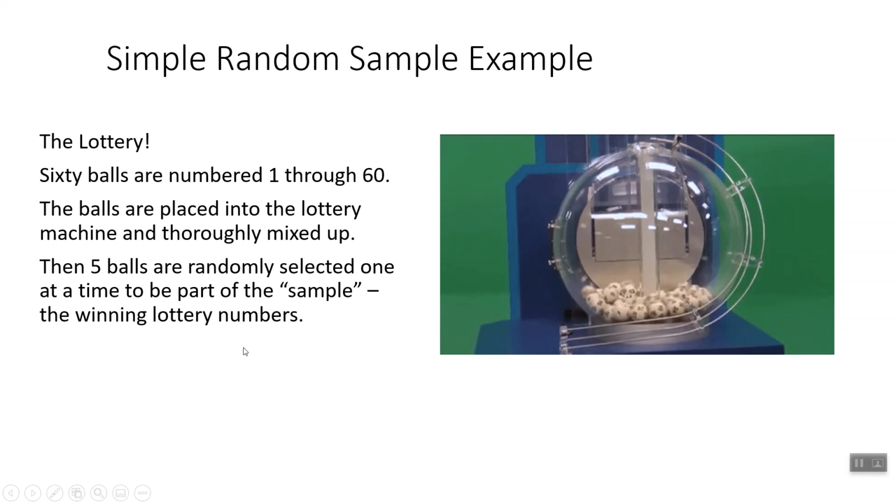And then 5 balls are randomly selected to be part of our sample. And our sample, I guess, would be the winning lottery numbers. So we're randomly selecting 5 after they're being mixed up in here. All right, so any group of 5 balls has the same probability of being selected. That's what makes this a simple random sample.